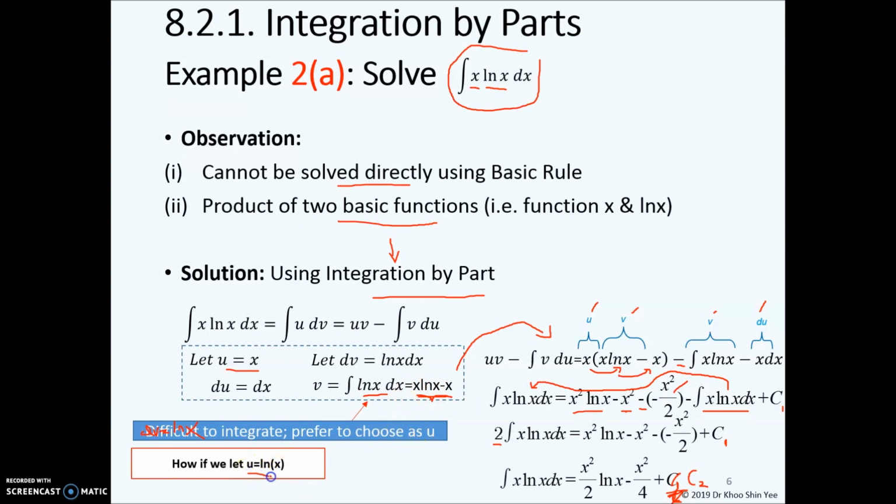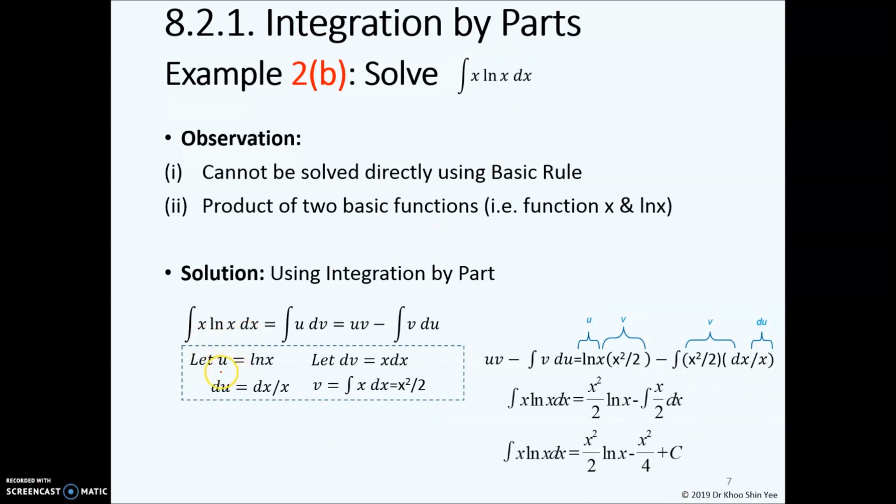So how about if we let u equal to ln x? Let's try. So for the same problem, we let u equal to ln x. We differentiate it, we get du equal to 1 over x multiplied by dx. Then we let dv equal to x dx here. And we integrate it, we easily can get x squared over 2. Then we substitute this in the formula uv minus v du.